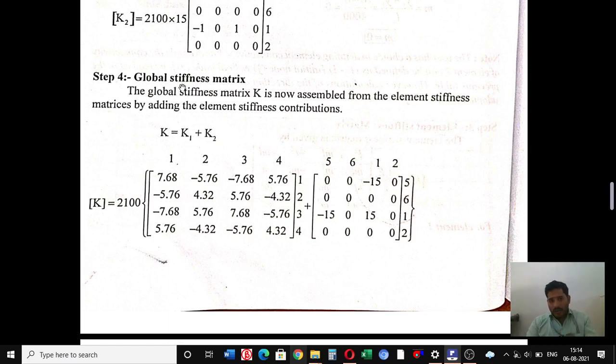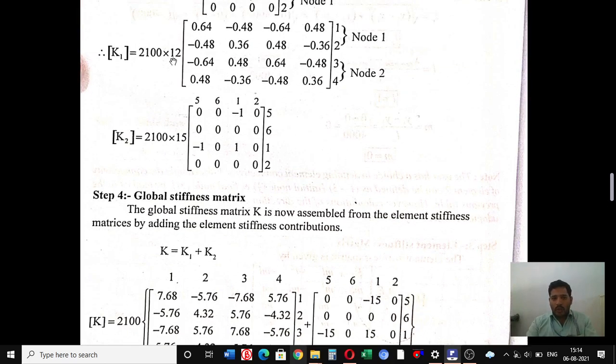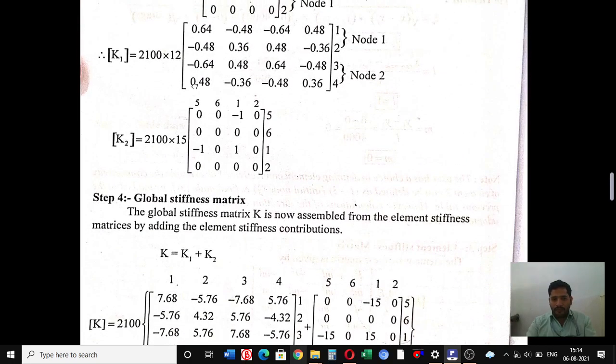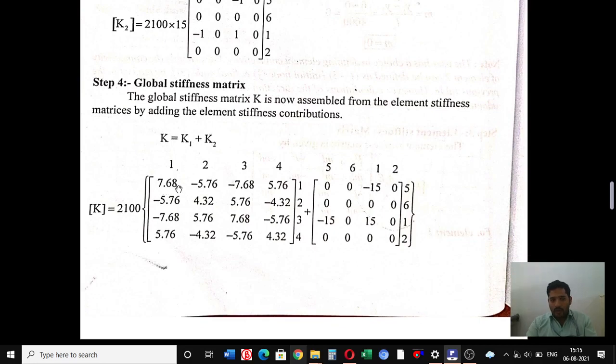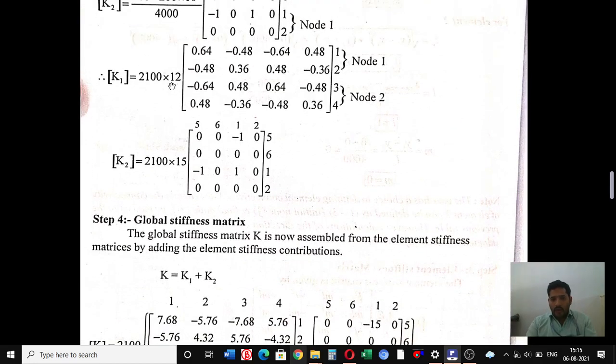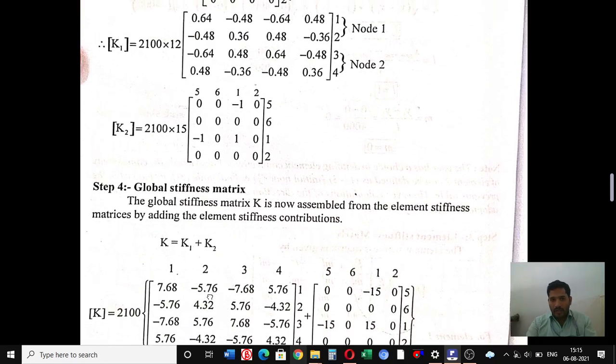The global stiffness matrix K is equal to the elemental stiffness matrix of the first element plus the elemental stiffness matrix for the second element. So K1 value, how much did we get here? 2100 into 12. Okay, and then this value is 7 point. So this 2100, after this 12 we are multiplied with 0.64. If you multiply then it becomes 7.68. Again if you multiply 12 into 0.48 it becomes minus 5.76.